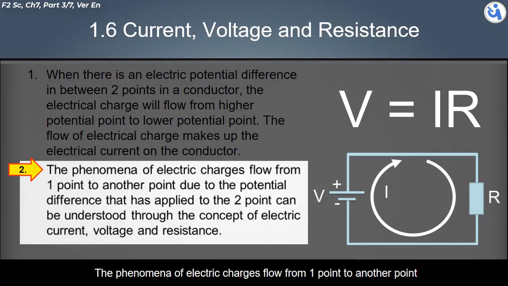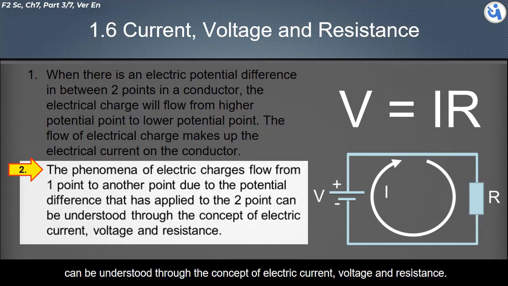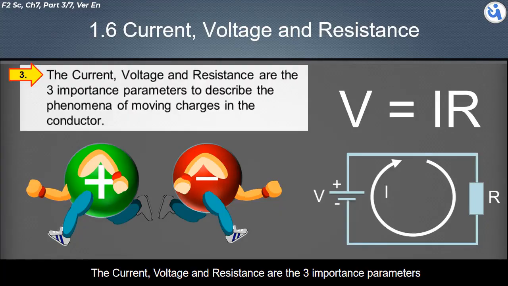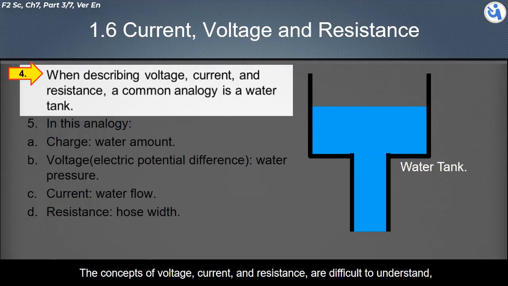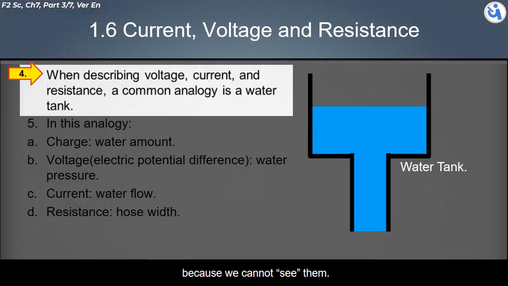The phenomenon of electric charges flowing from one point to another point due to the potential difference applied to the 2 points can be understood through the concept of electric current, voltage, and resistance. The current, voltage, and resistance are the three important parameters to describe the phenomenon of moving charges in the conductor. The concepts of voltage, current, and resistance are difficult to understand because we cannot see them.